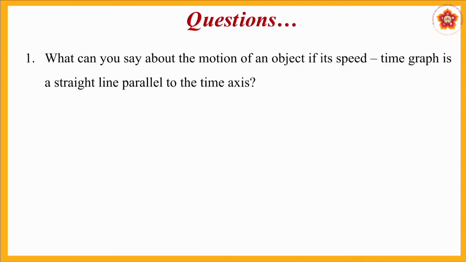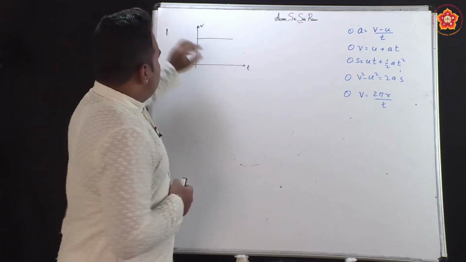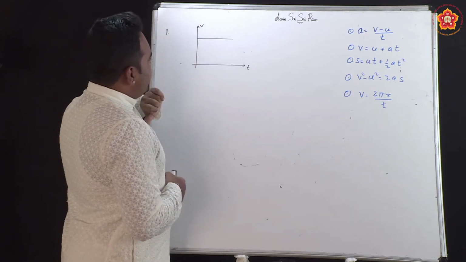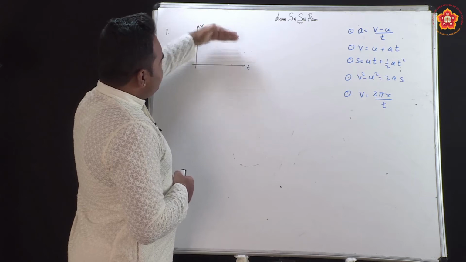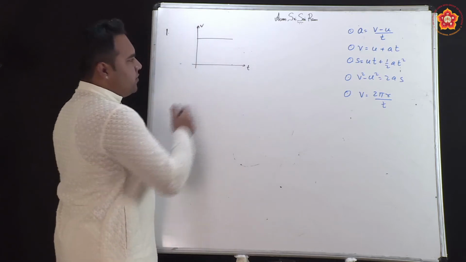The first question: what can you say about the motion of an object if its speed time graph is a straight line parallel to the time axis? So we have a velocity time or speed time graph and the graph is parallel to the time axis. So what do we know from this?